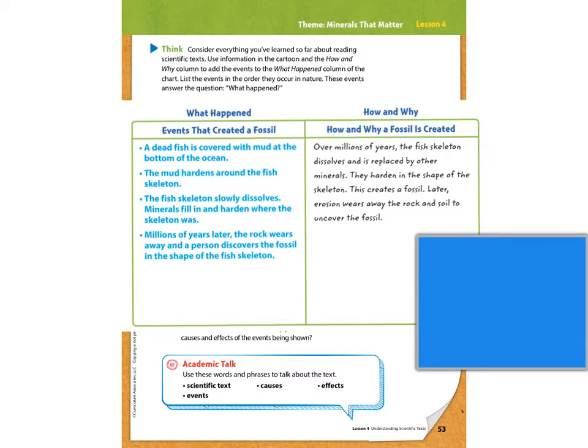That's right, Will. So often you might hear this as decomposing in science class. Notice at the bottom of my screen there are some extra academic words like scientific text, causes, effects, and events. And these are all words that can help us understand this standard better.